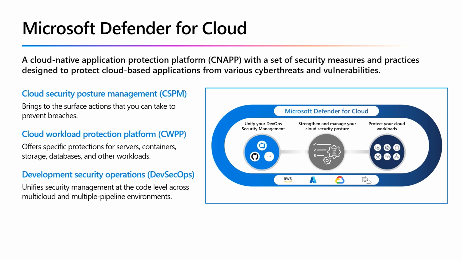Microsoft Defender for Cloud is a cloud-native application protection platform, CNAPP, with a set of security measures and practices designed to protect cloud-based applications from various cyber threats and vulnerabilities. Defender for Cloud combines the capabilities of a development security operations, DevSecOps, solution, a cloud security posture management, CSPM, solution, and a cloud workload protection platform, CWPP.